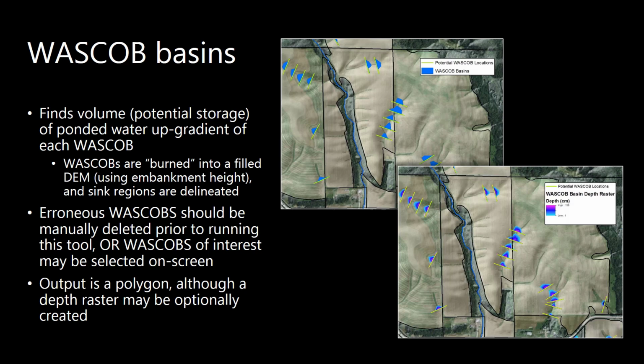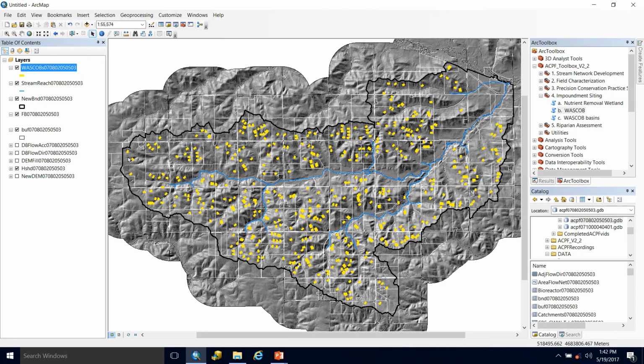Before running this tool, erroneous WASCOBs should be either manually deleted prior to running, or only WASCOBs of interest can be selected before running as well. The output of this tool is going to be a polygon, and then optionally a depth raster may also be generated. So let's go ahead and run this tool.